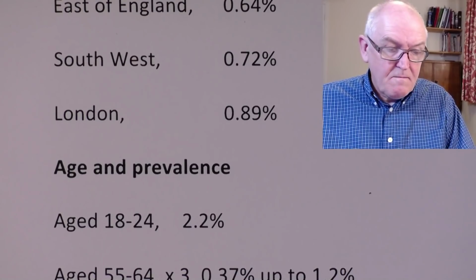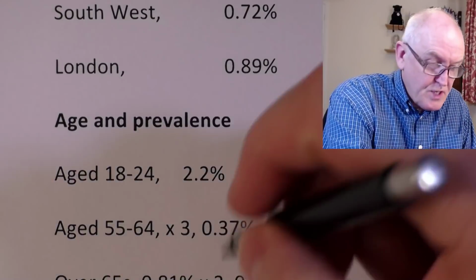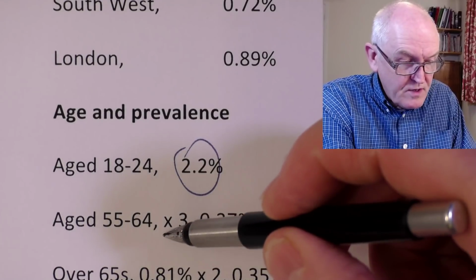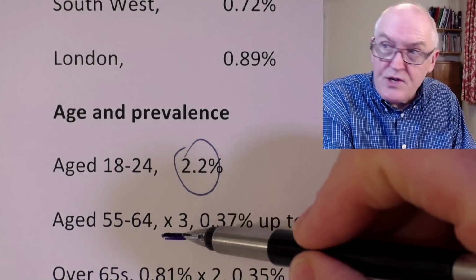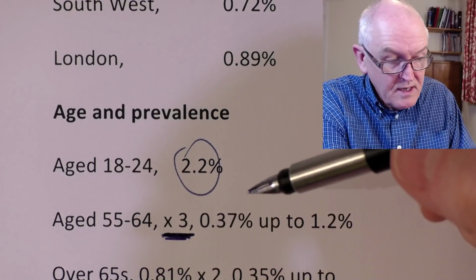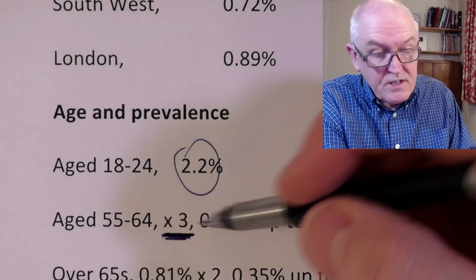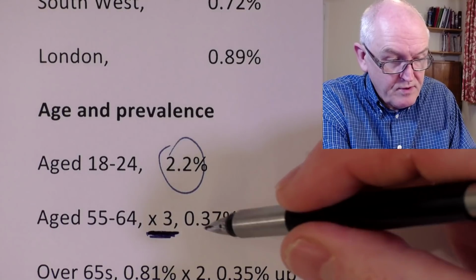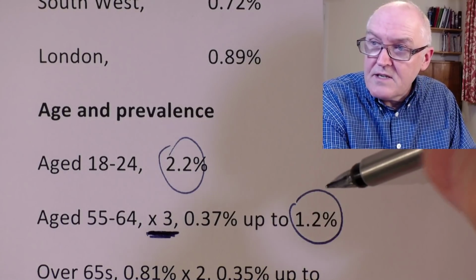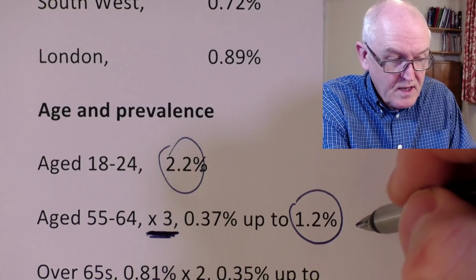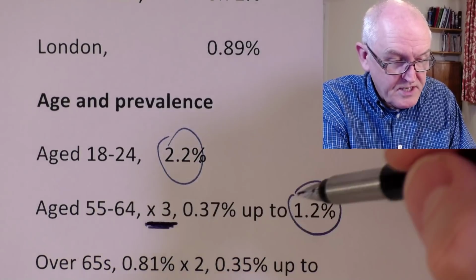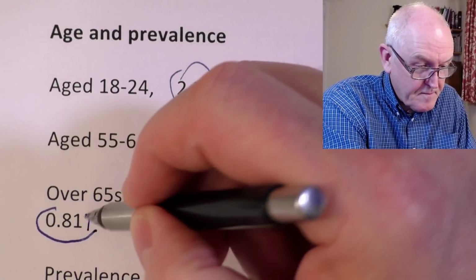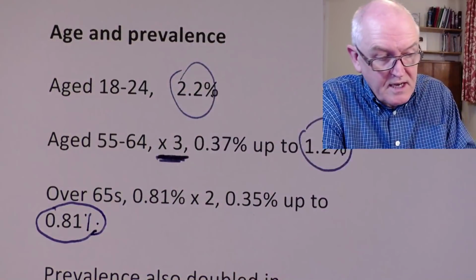Now, age and prevalence, 18 to 24-year-olds, 2.2% of those currently infected. Age 55 to 64, it's trebled since the first round. Remember, the first round was the end of September, beginning of October. Now, mid-October up to the 25th of October, they're saying that's gone up to 1.2% now. So it's gone up from 0.37 to 1.2. So the current figures are 2.2 in 18 to 24-year-olds, 1.2% in 50 to 64-year-olds, and in the over 65s, it's gone up to 0.81%, according to this data. And again, a doubling.